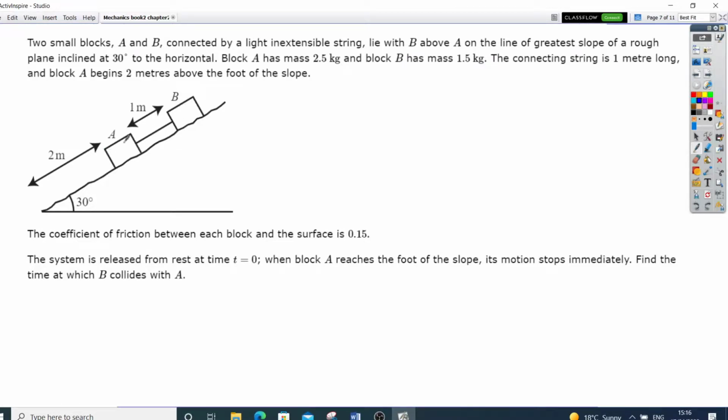It's connected by a 1 meter long string, and block A begins 2 meters above the foot. The coefficient of friction between each block and the surface is 0.15. So really, there's a couple of ways of doing this actually.